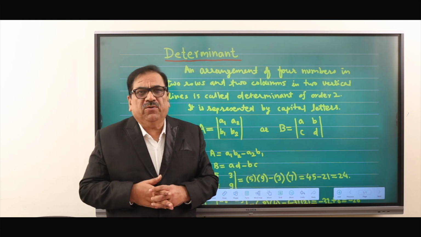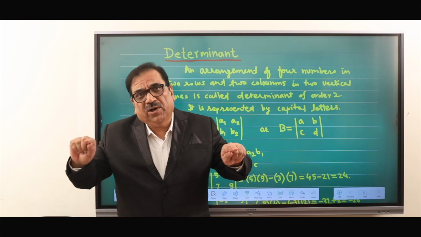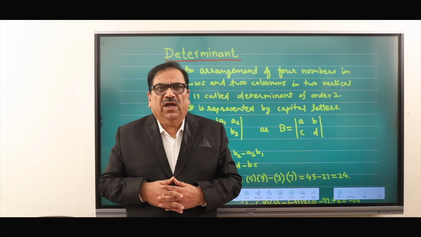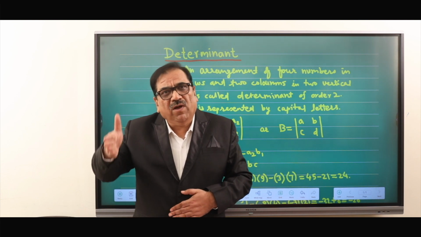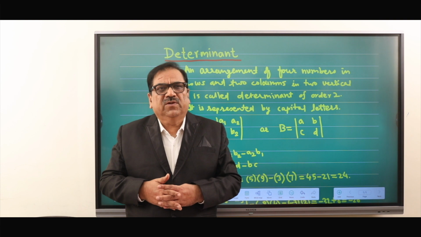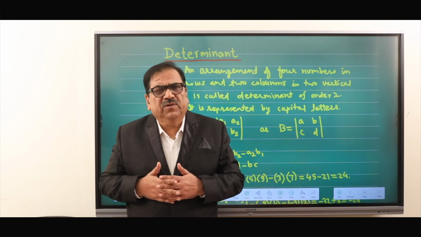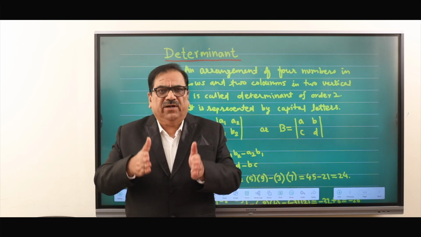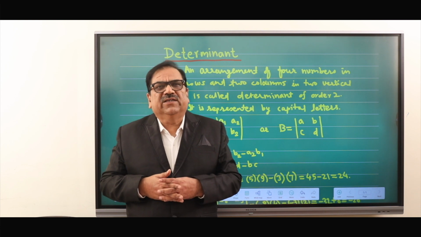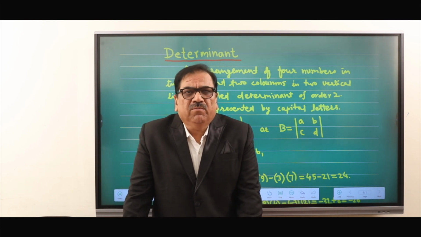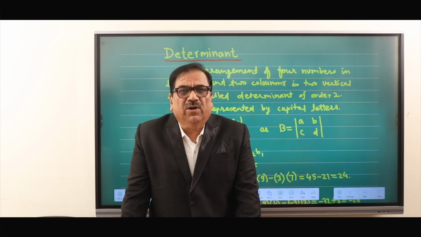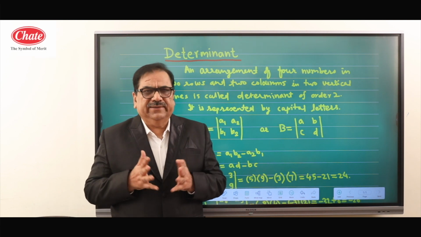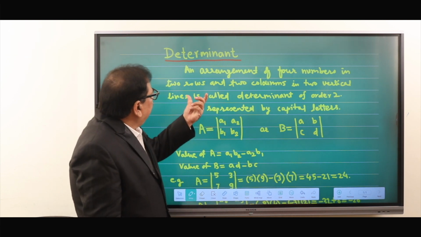Understand the concept. What is meant by row? Row means horizontal. Numbers written horizontally are called rows, and numbers written vertically are called columns. If numbers are written horizontally one after the other, it is called a row. If they are written one below the other, it is called a column. So if four numbers are arranged in two rows and two columns, it is called a determinant. It must be written between two vertical lines. So this is the definition.